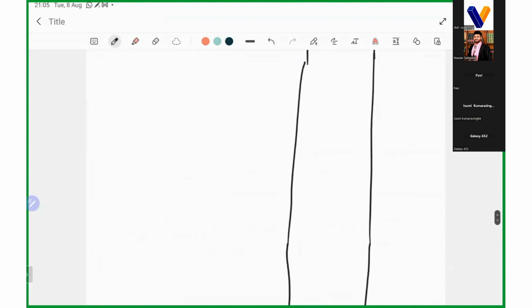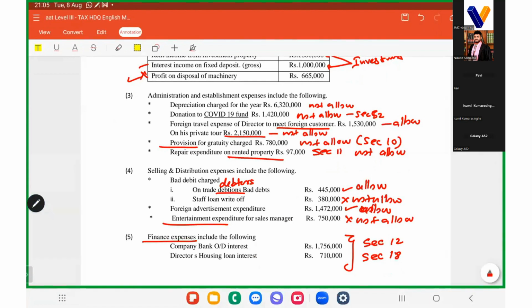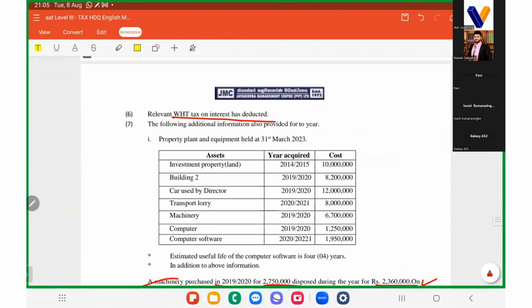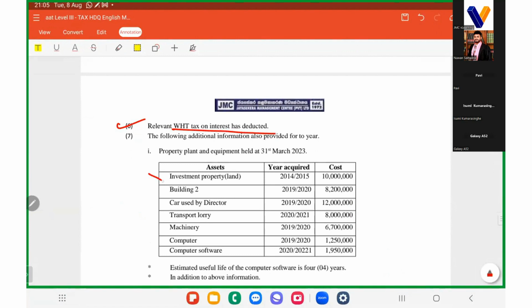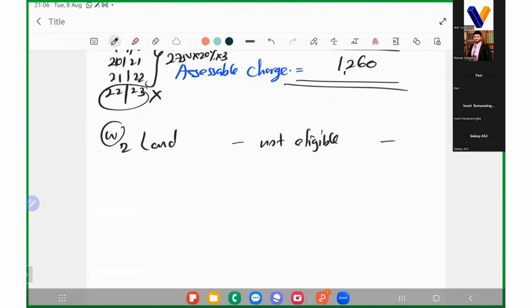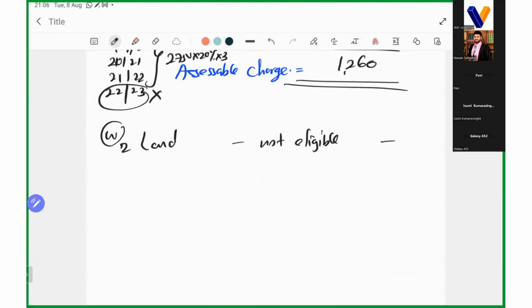So how can we do that? Working: what are the assets available? So please help me, otherwise it will take much time. So here you can see under adjustment number 7, 6 we considered. Investment property, land: we are not taking that because that is not a business asset. Not eligible, because to get the capital allowances, it should be employed for the production of business income, and it should be a business asset, right?